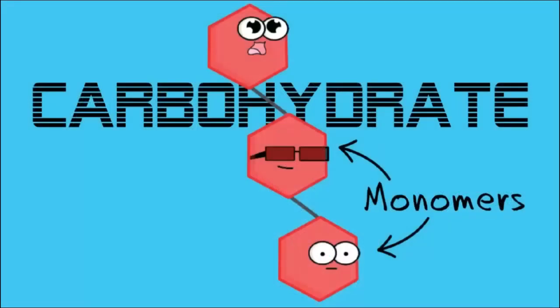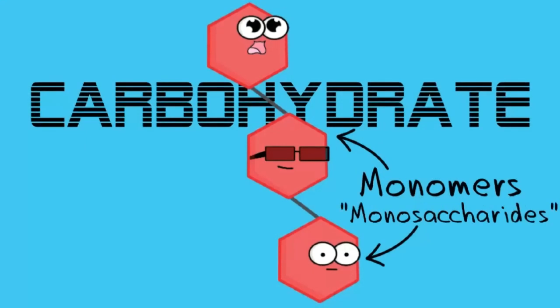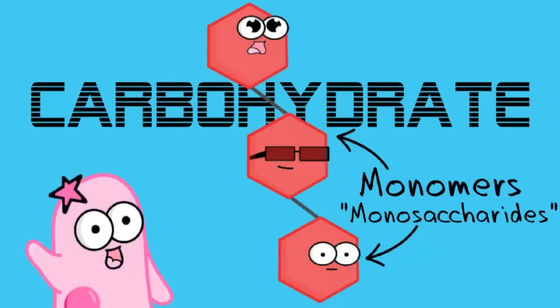Now, carbs have monomers. Again, remember, monomers are building blocks. The monomers for carbs are called monosaccharides. I know that's a big mouthful, but monosaccharides make up carbohydrates.